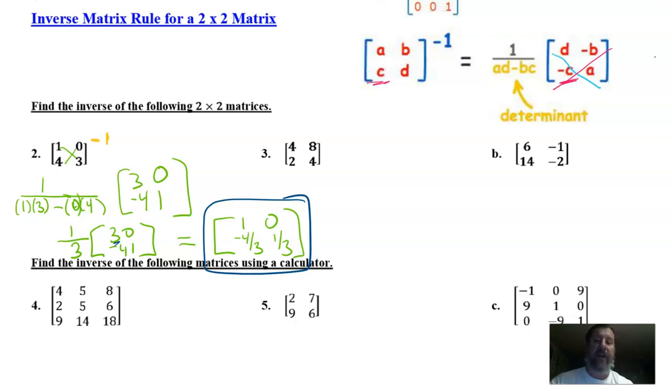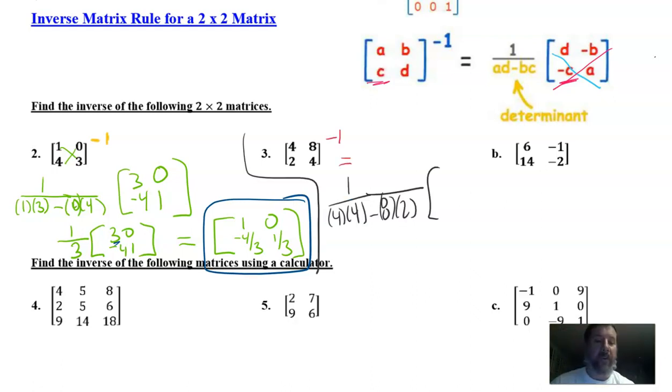All right, let's try 3. We start by doing 1 over the determinant. 1 over 4 times 4 minus 8 times 2. Times, again, I flip along the main diagonal. When I flip 4s, they're still just 4s. And on the other diagonal, I make them negative. It's kind of weird in the beginning, but once you get the hang of it, it's actually quite easy. In this case, when I do the determinant, 4 times 4 is 16, minus 8 times 2 is 16, I get 1 over 0.